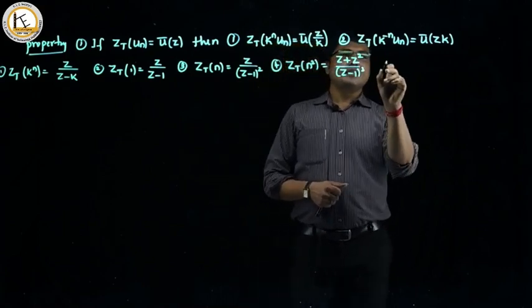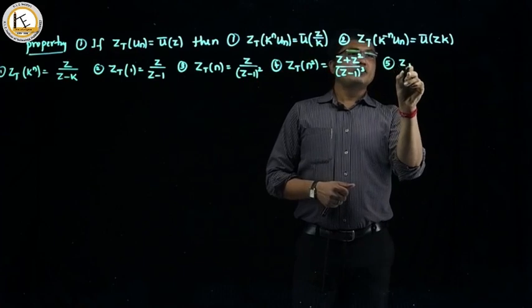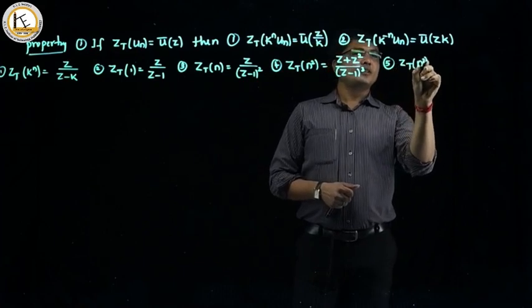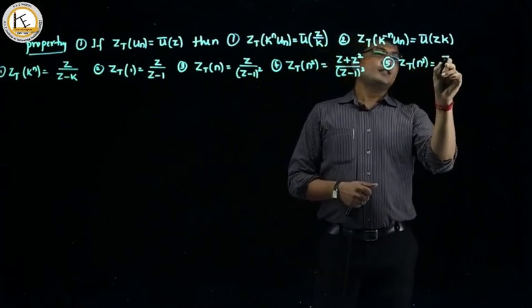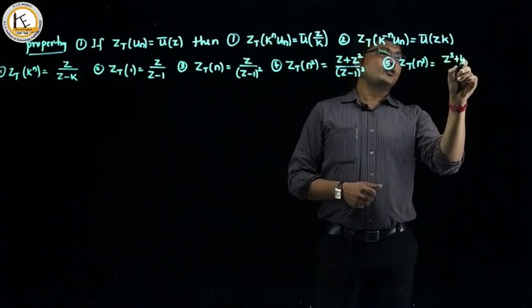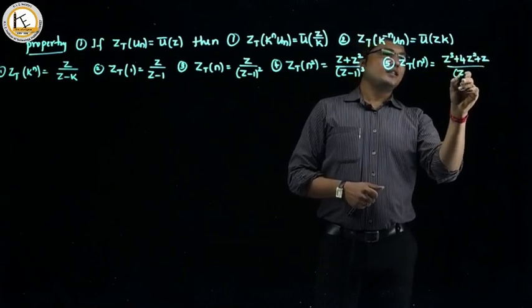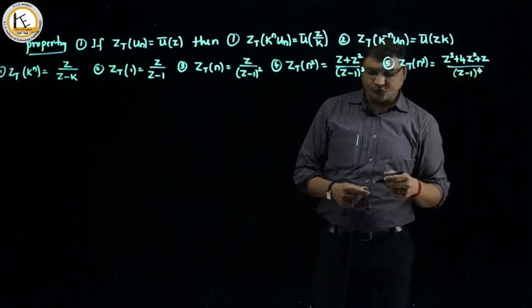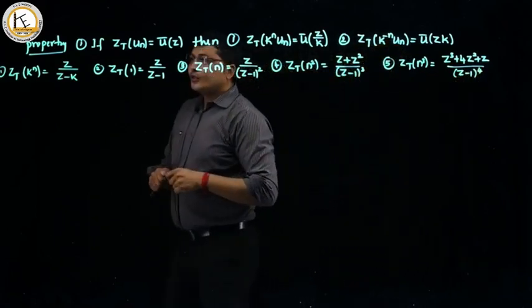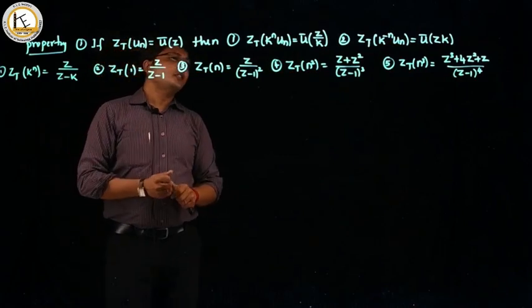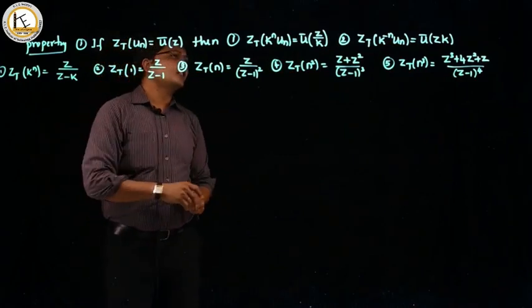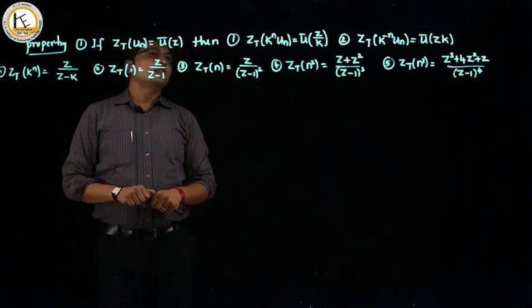And lastly we derived Z transform of n cube, that is nothing but Z cube plus 4Z square plus Z divided by Z minus 1 the whole raised to 4. So these are the Z transforms of some standard functions we derived in the previous class.